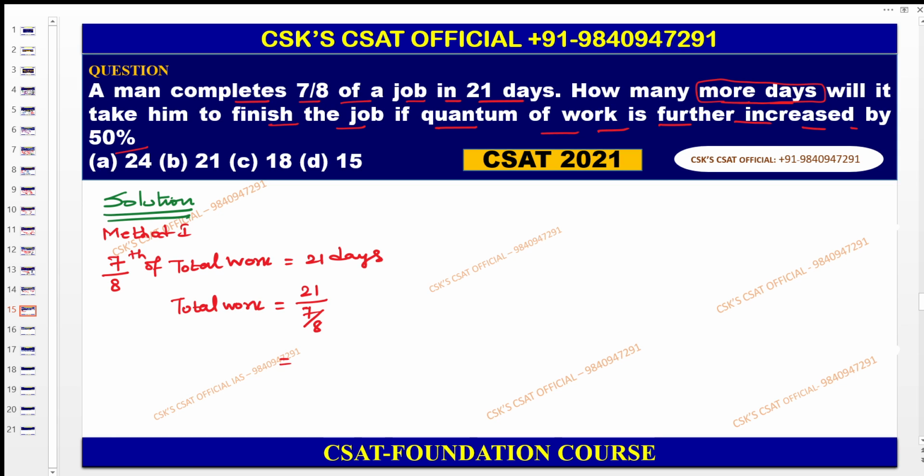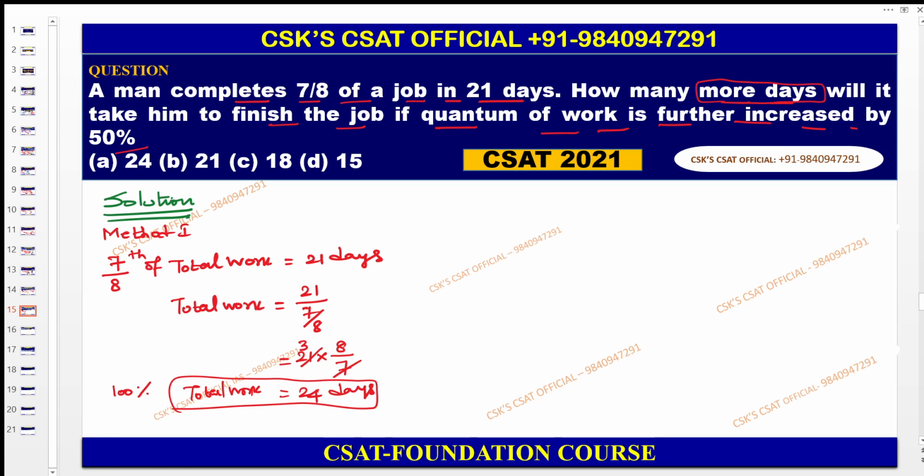Now, which is equal to 21 reciprocal. Denominator to the denominator gets reciprocal. So therefore 8 by 7. Cancel this one. So therefore 3 into 8, 24 days. Now total work completes in 24 days here. This is nothing but the 100% of the work.